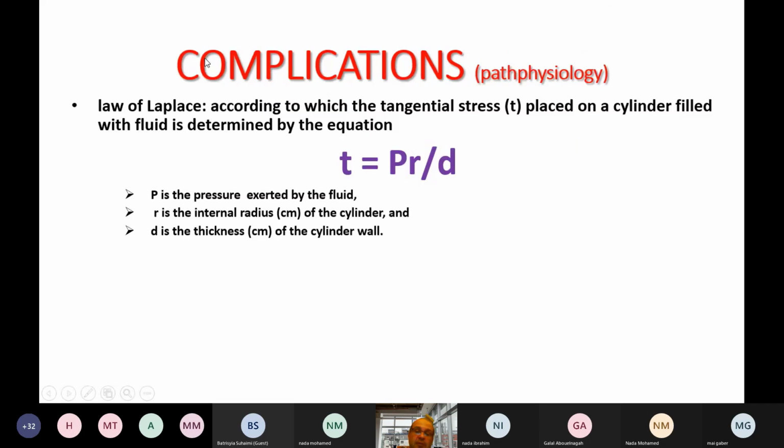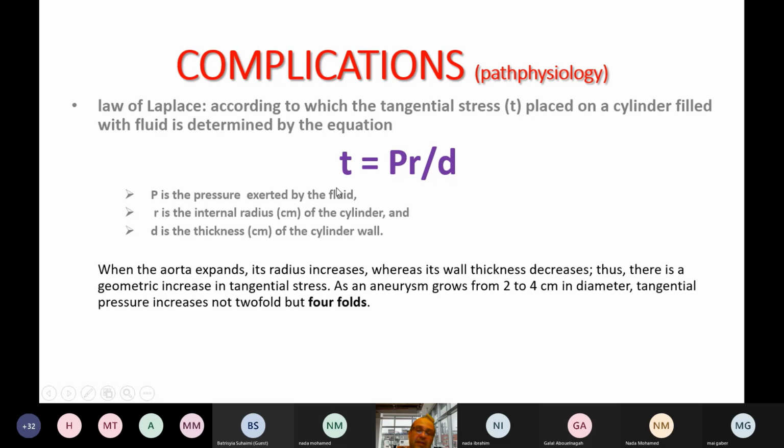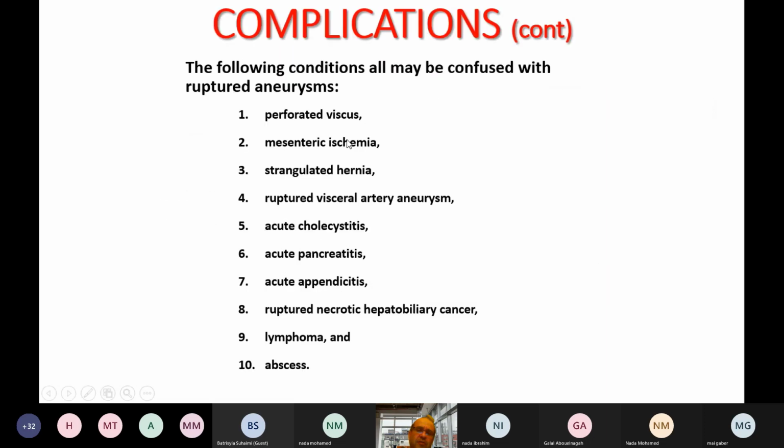According to Laplace's law, whenever you have a balloon, an aneurysm, or a sac, whenever you increase the diameter of this sac, the tension of the wall is increased. So it is very important to consider treatment of the patient when the diameter of the aneurysm reaches 5.5, because above 5.5 the risk of rupture is very, very high.